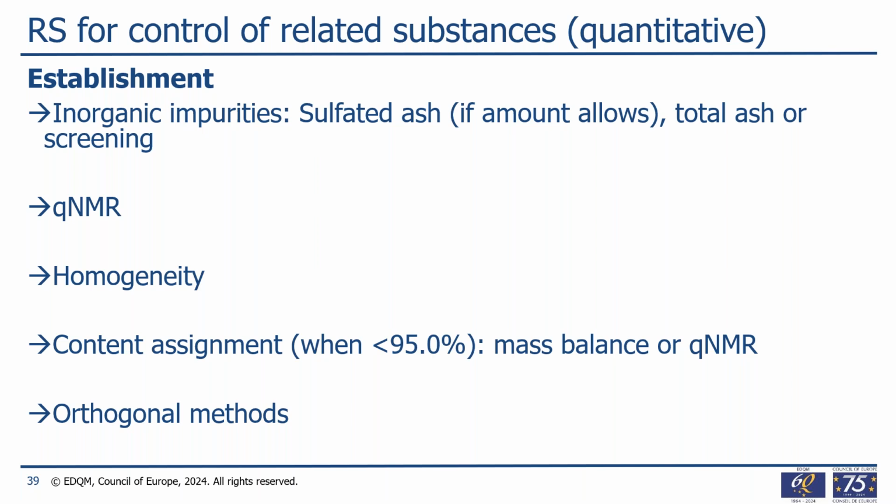We perform quantitative NMR. We verify the homogeneity of the material by any suitable method. And we assign a content, of course, only if the content is below 95%, either by mass balance or by the quantitative NMR result. But in any way, we try to use the other one as a verification. So if we assign by quantitative NMR, we use the mass balance result as an orthogonal method to confirm the amount, the content.